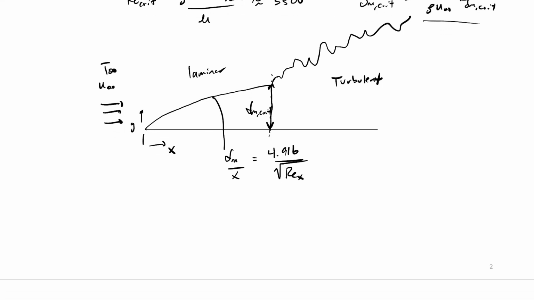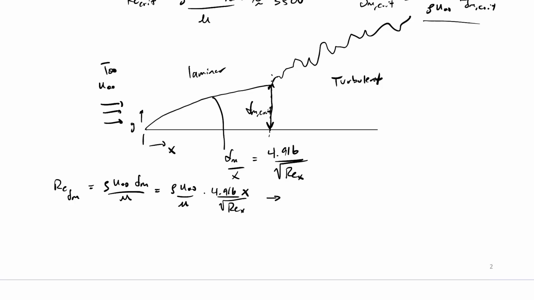So let's write out Reynolds in terms of delta M, which is equal to rho u infinity delta M divided by mu. Now we have an equation for delta M, so let's rewrite this. It's rho u infinity over mu times our delta M, which is 4.916 over the square root of Reynolds x, and we do need an x in the numerator as well. So we just substituted delta M into that equation. Now we just have to do a little bit of algebra to rearrange this.